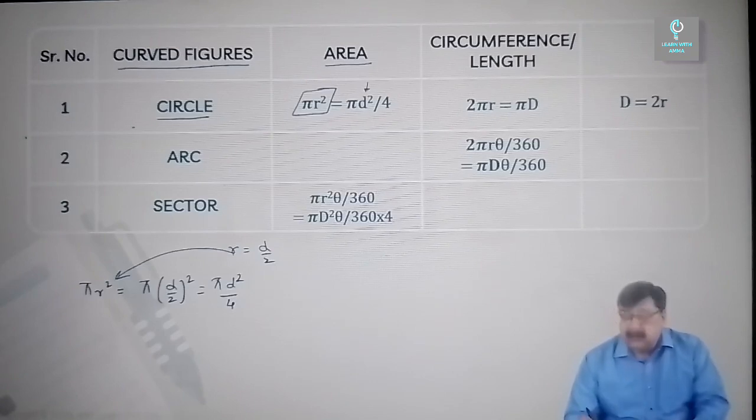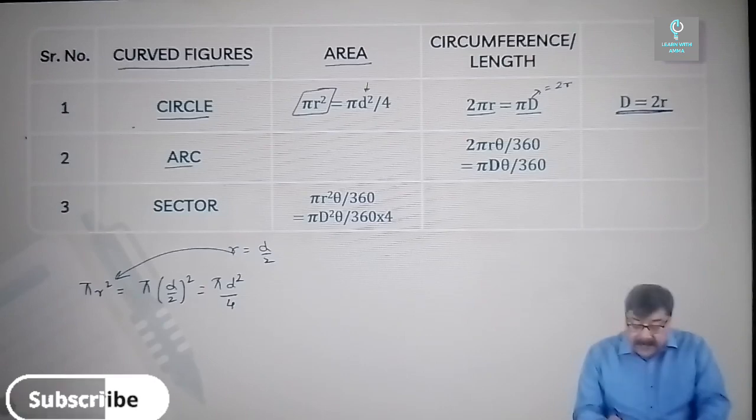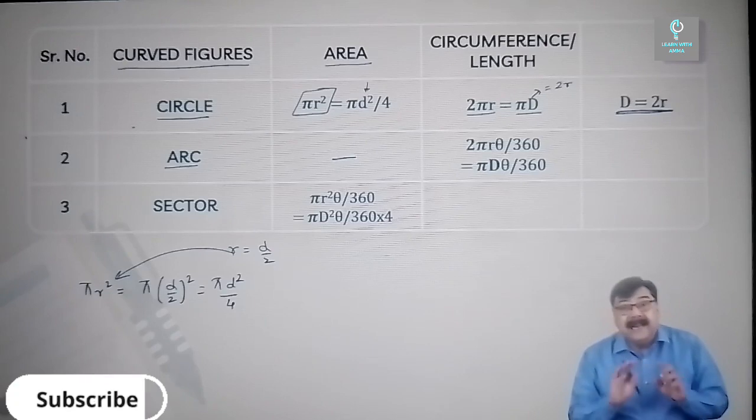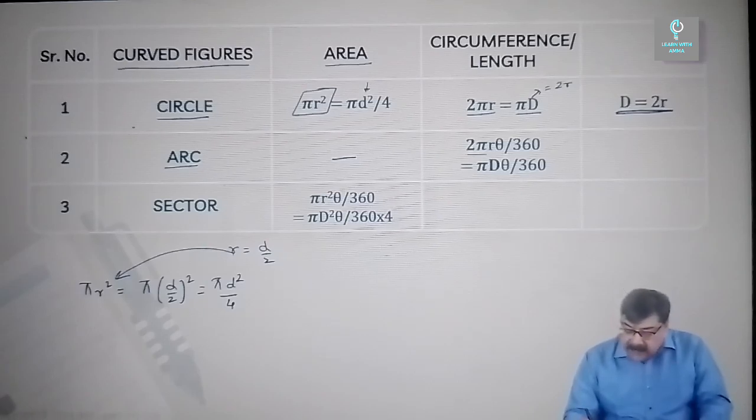Circumference is 2 pi r, or let us say pi d, because d here equals 2r. Diameter is twice of radius. Now that's what we are talking about here. Now an arc, because arc is only a curve, so a curve is a line which is bent, so it doesn't have an area. But yes, it would definitely have a length. So 2 pi r theta by 360 degrees, or let us say 2r can be written as d, so pi d theta by 360 degrees.